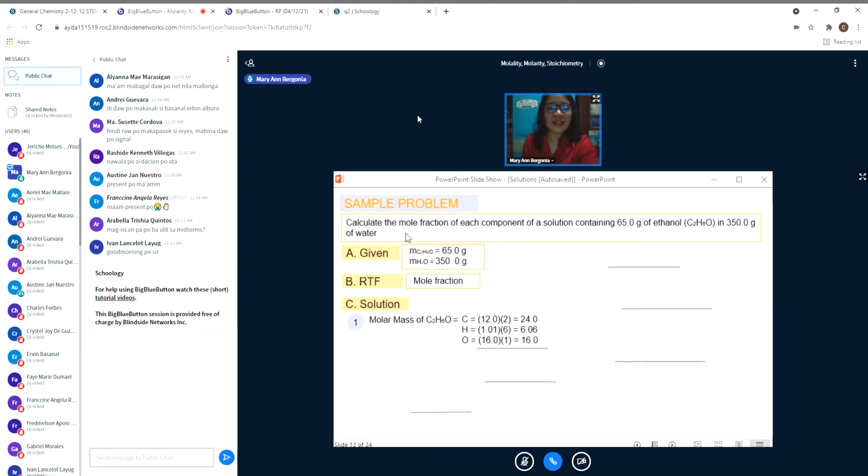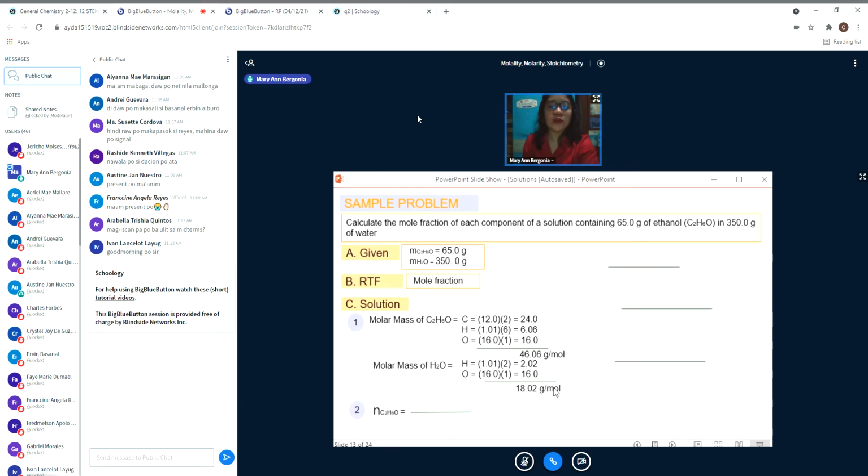So, in this problem, we have to calculate for the mole fraction. May given tayo dito na mass of our ethanol, which is 65.0 grams, and the mass of our H2O, which is 350.0 grams. Hinahanap sa atin ay si mole fraction. For our solution, katulad ng sinabi kanina, we have to get first the molar mass of our ethanol and the molar mass of our H2O. So, calculate lang natin yan, tapos i-add.